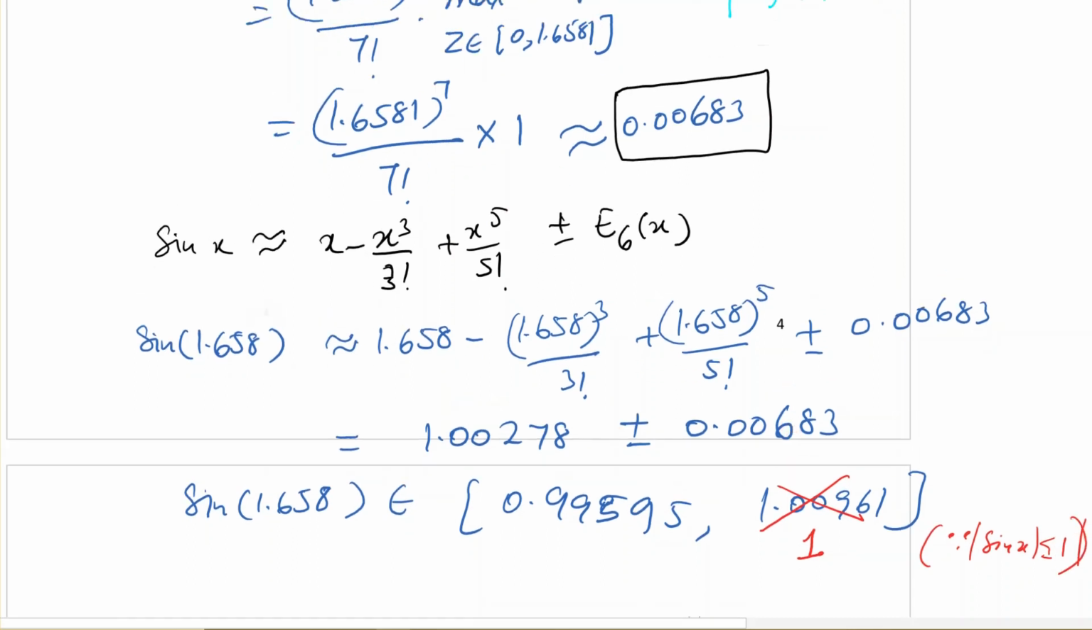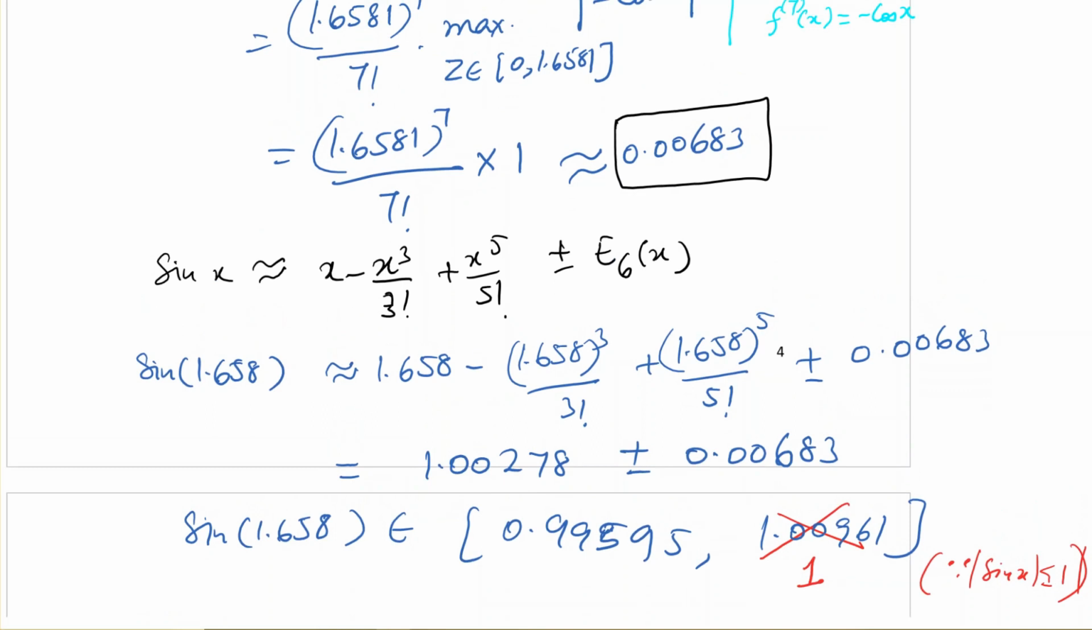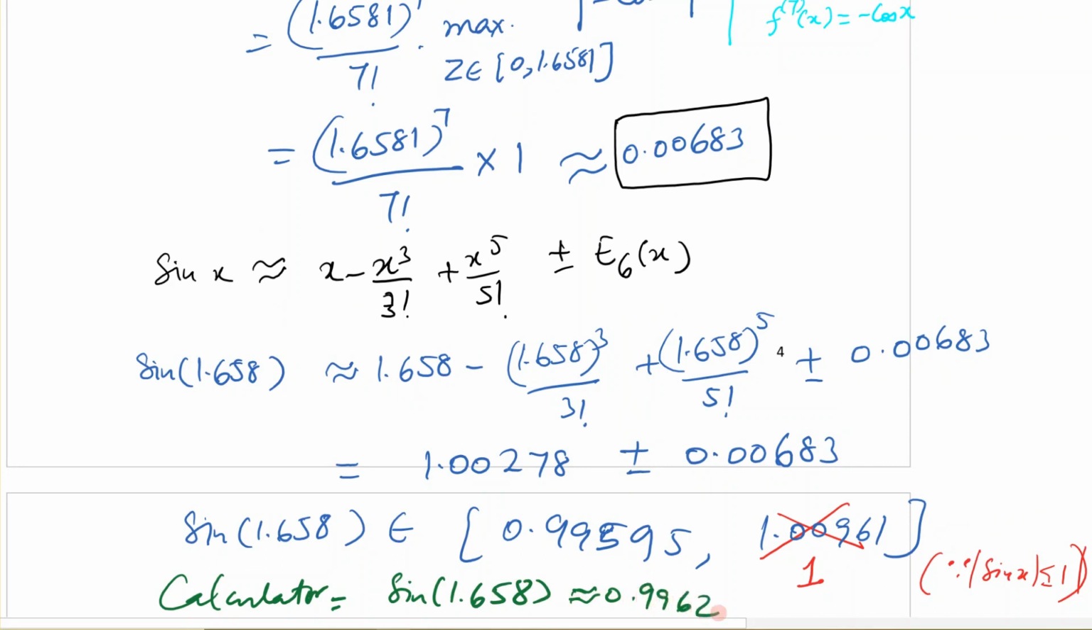So if you look at the calculator, what does the calculator show? The calculator shows that the actual value of sine of 1.658 is approximately 0.9962. So what we got here is an overestimation. We need more terms if we really want good accuracy. We have this much error in our value.